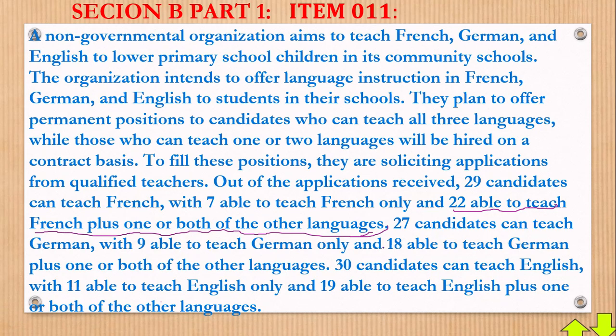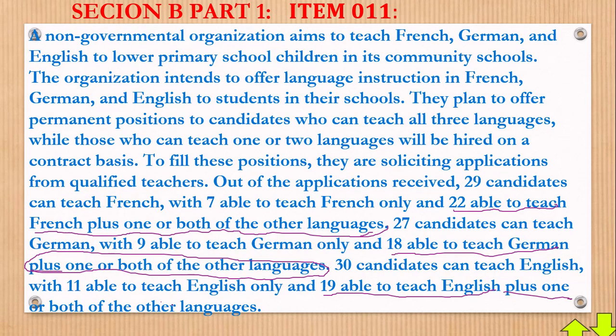Then we have another part of that kind: 18 able to teach German plus one or both of the other languages. I see that this wording is being repeated. They give us a language, then they repeat that statement. Then also we have 19 able to teach English plus one or both of the other languages. You must take note of this kind of set language, how they write this. It is also examinable, and we're going to break it down further. Let's summarize all at once, then we get to know what they really mean.